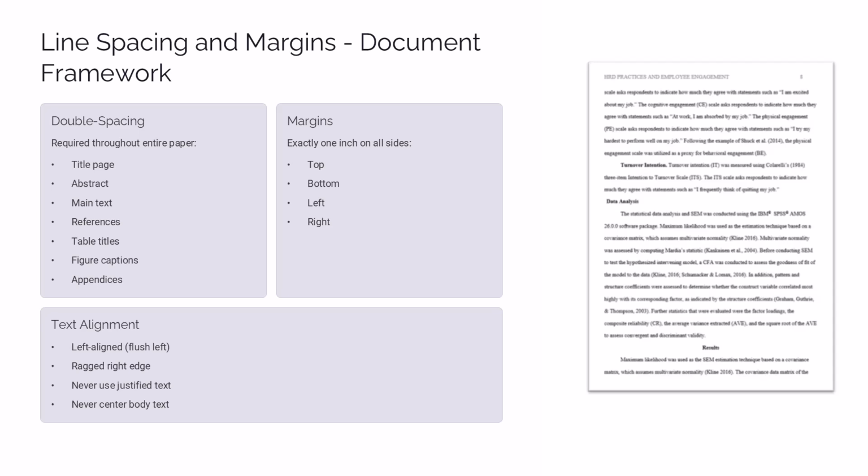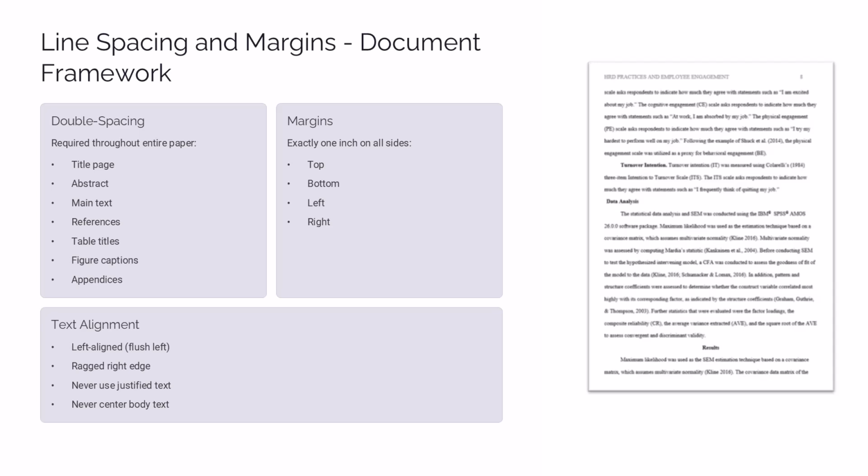This means double spacing applies to your title page, abstract, main text, references, table titles, figure captions, and appendices. Double spacing serves multiple purposes. It enhances readability by providing visual breathing room between lines. It facilitates editing and review by providing space for handwritten comments, and it creates a professional appearance that meets scholarly publishing standards.